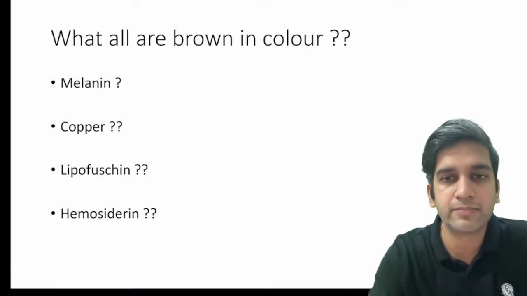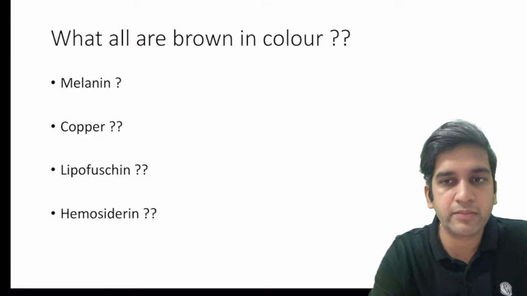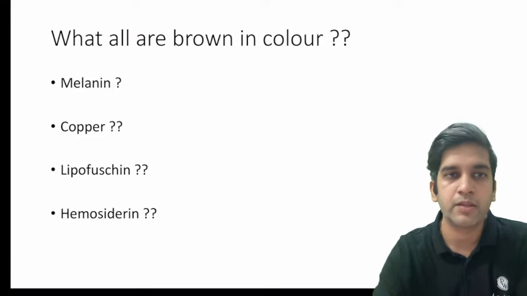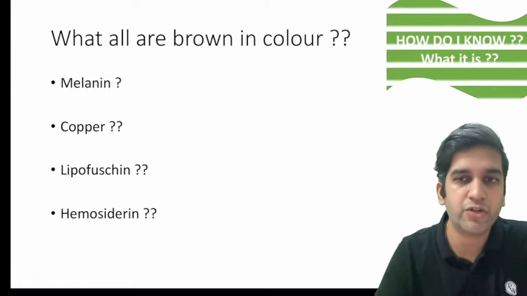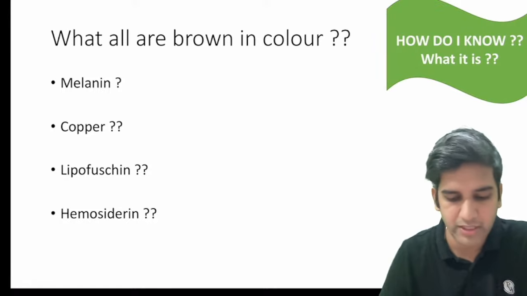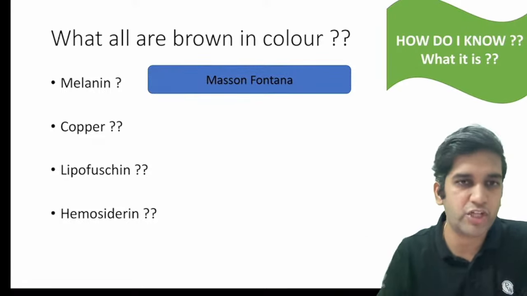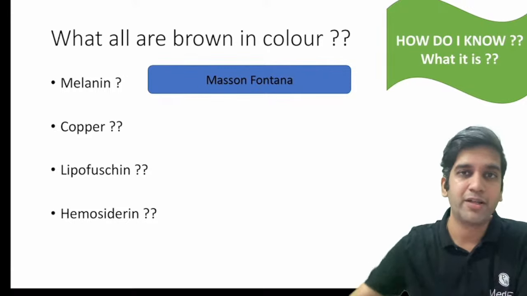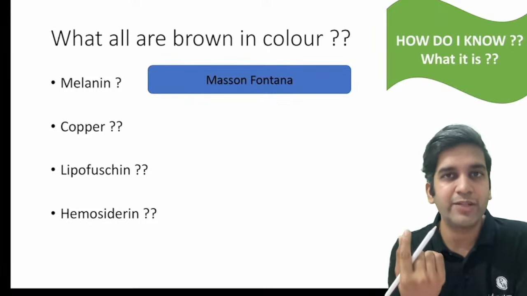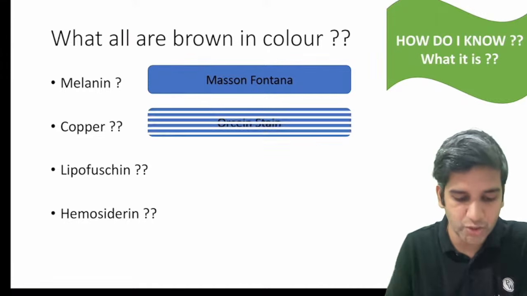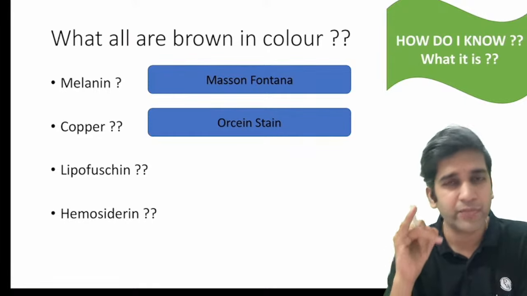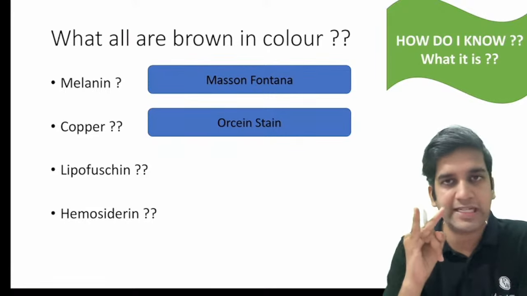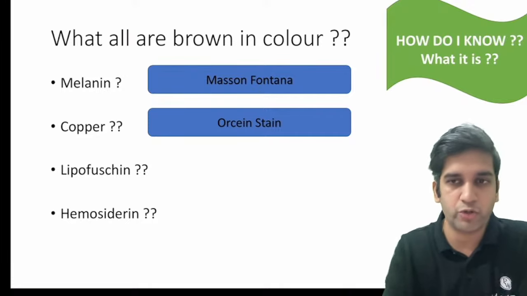What's the stain for melanin? Fastest finger first. The stain for melanin. Melanin is positive for Masson-Fontana, right? Perfect. So it's the special stain, Masson-Fontana positive. Great. What's the stain for copper? Though there are many stains for copper, I'm going to use a stain which I personally like. It's orcein stain, but rhodanine, rubeanic acid, any stain is right. But orcein is also a stain for copper, right?